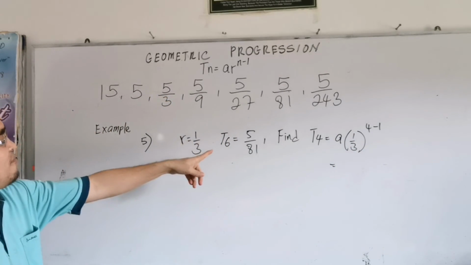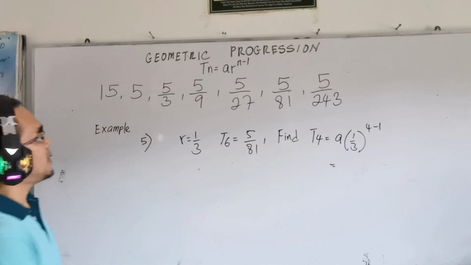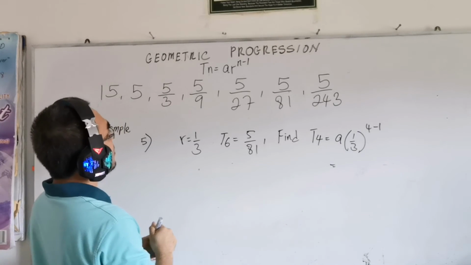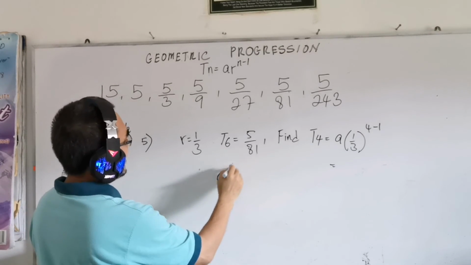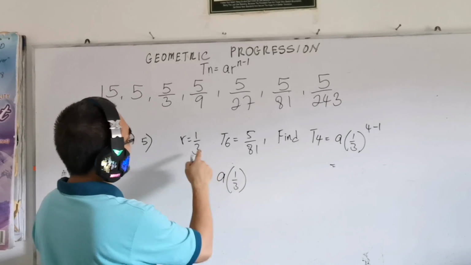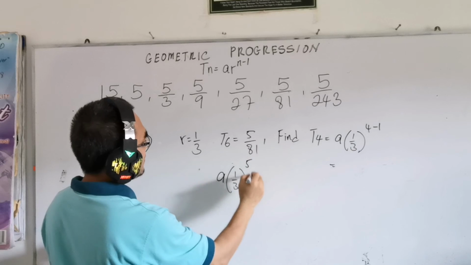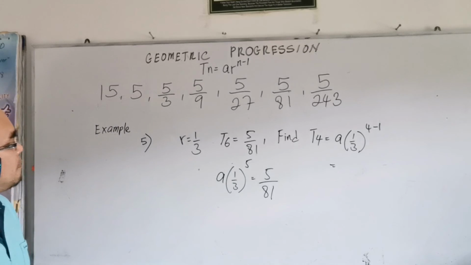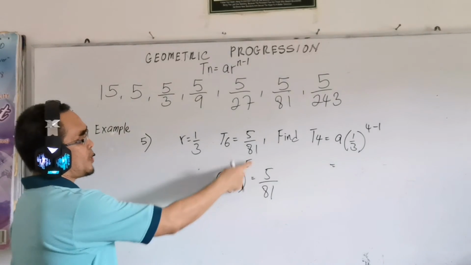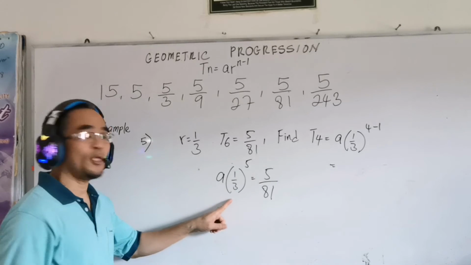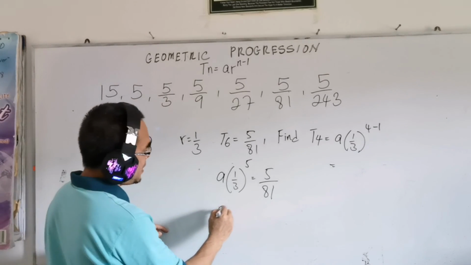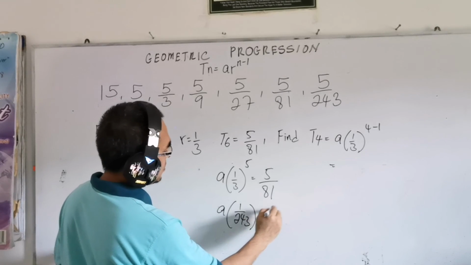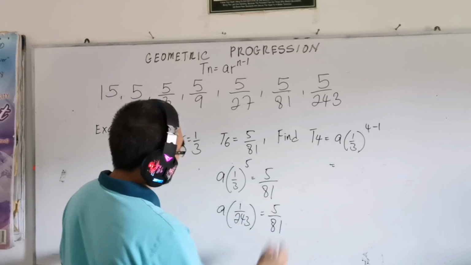So using this info, T6 is 5 over 81. So substitute it here. So T6 will be A, which you do not know, and R will be 1 over 3 to the power of 6 minus 1, which is 5, equals 5 over 81. So in this case, you can calculate the value for 1 over 3 to the power of 5. So it would be 1 over 243 equals 5 over 81.